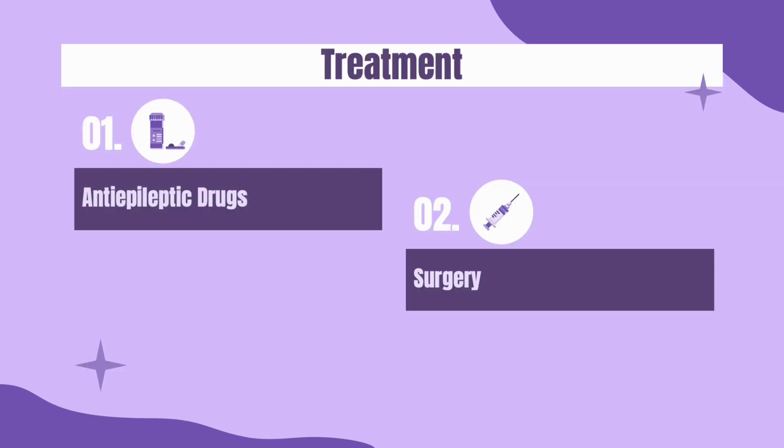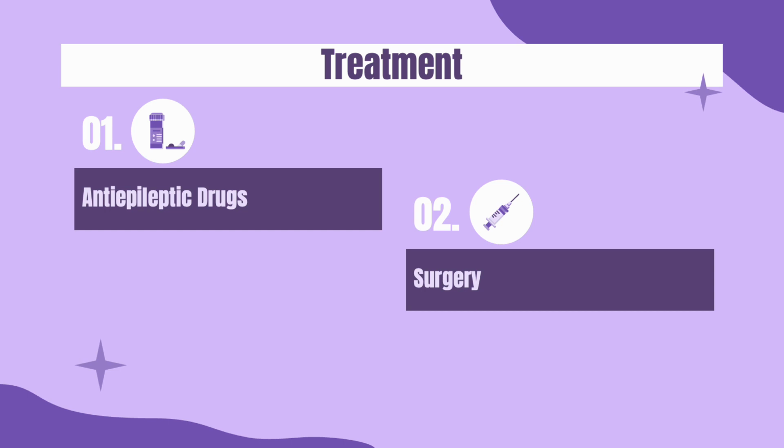And lastly, we have treatment. So unfortunately, there is no perfect treatment for seizures. Anti-epileptic drugs can help reduce the effects of seizures and control them because they reduce the excitability of neurons, and so they control the electrical activity in the brain.